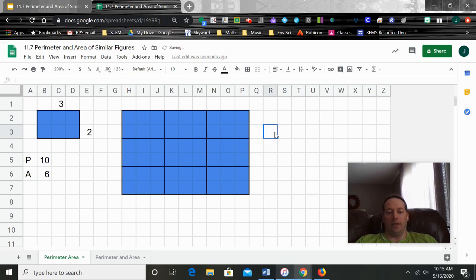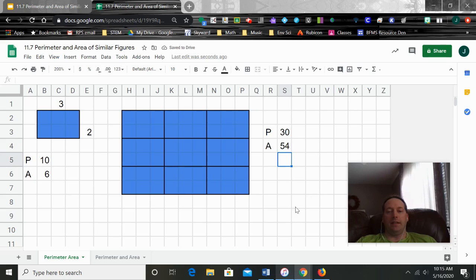All right, let's do the area. The perimeter of this one is 9 plus 9 is 18. And then this is 6 and 6 is 12. 18 and 12 is 30. The area is a 9 by 6, which in this case is 54.